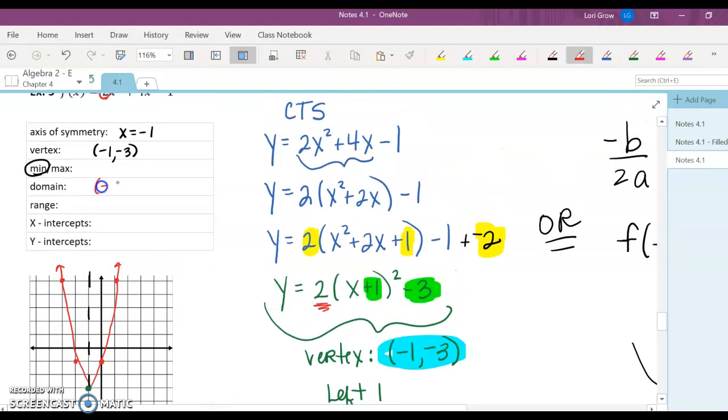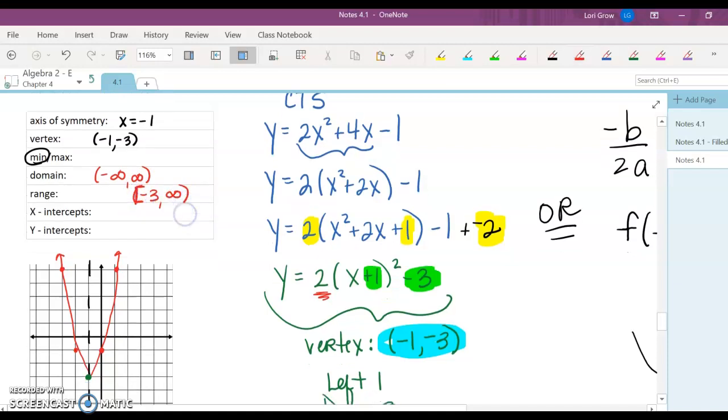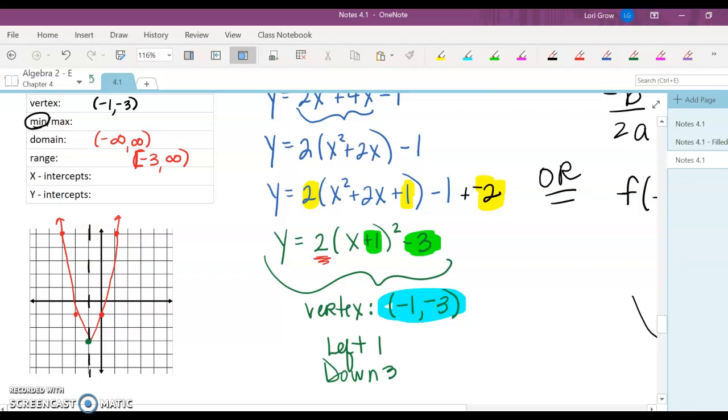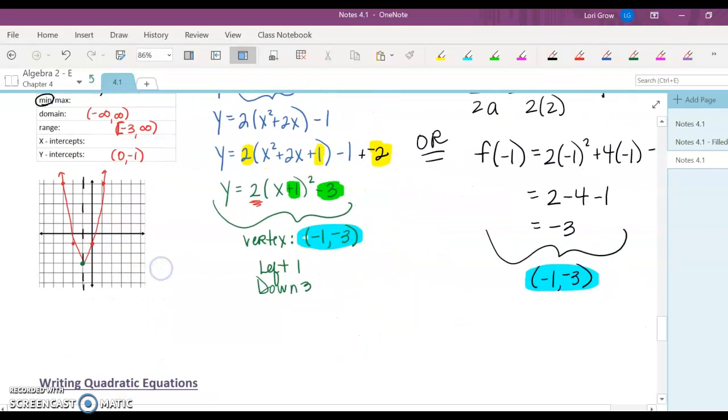Okay, the domain is from negative infinity to infinity. The range is from negative 3, oops, that's a bracket, to positive infinity. The y-intercept is at 0, negative 1. That's not too bad. And the x-intercept, though, does not look pretty.